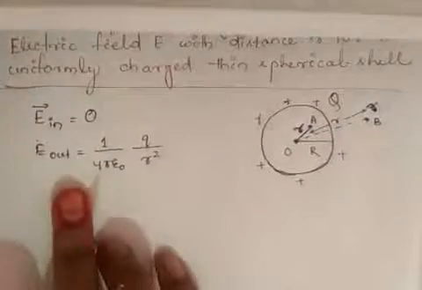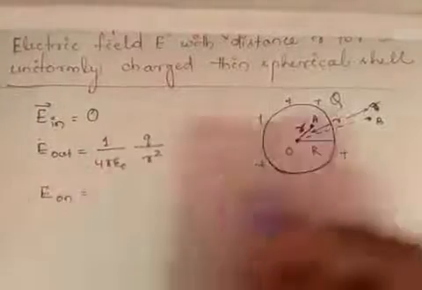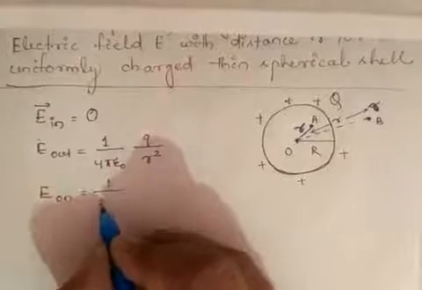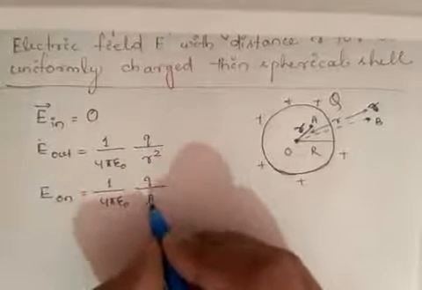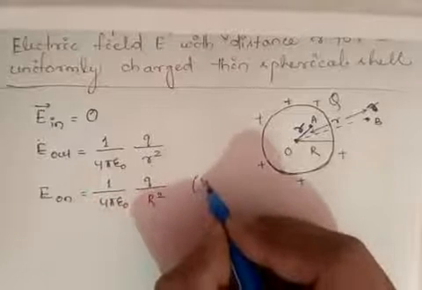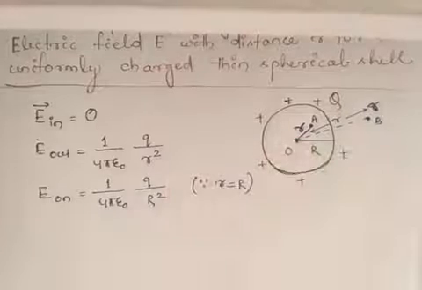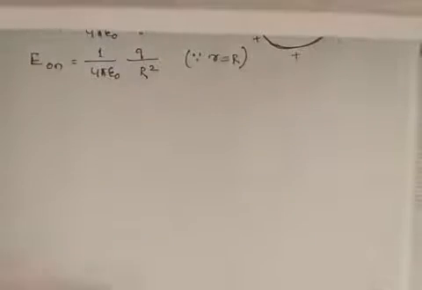So from this we can say the electric field on the sphere, that is on the surface of the spherical shell, is given by 1 upon 4 pi epsilon 0 times q upon r square. In this case the radius is equal to the distance of the point of observation. Clear. Now we will see this in a graphical manner.